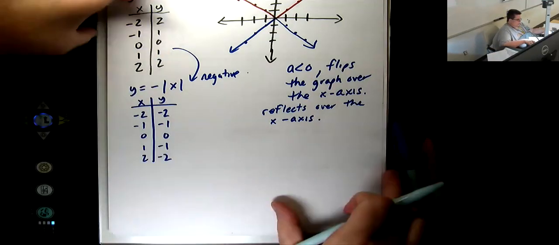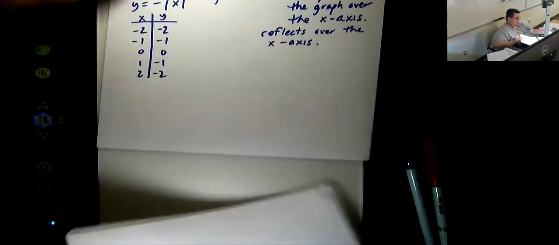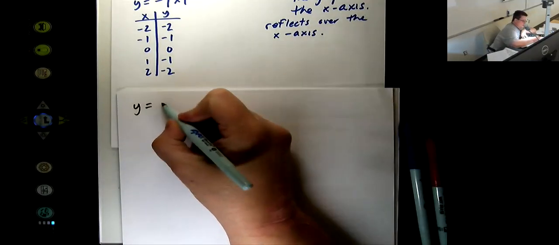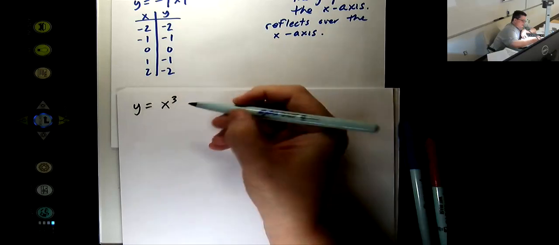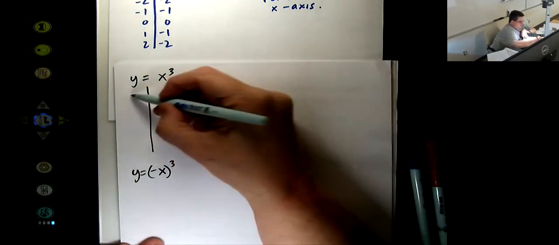Let's take a look at one where the negative's on the inside. We're going to put the negative on the inside. The negative on the inside of the absolute value doesn't do it a lot of justice. So let's take a look at y equals x cubed. And then we're going to do y equals -x on the inside cubed. So again, we do our -2, -1, 0, 1, and 2 for our base graphs.